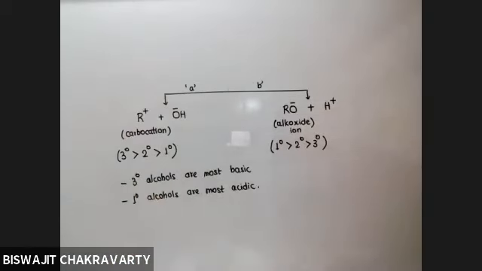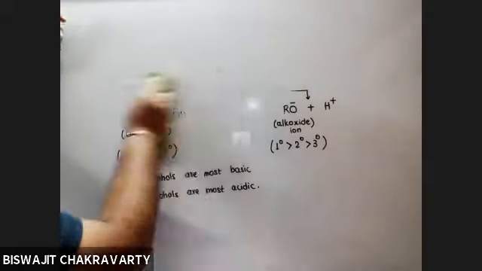It means that alcohols are amphoteric in nature. They can act both as an acid as well as a base. But when their basic character is compared, obviously 3 degree is most basic. And when their acidic character is compared, 1 degree is most acidic. Understood this much? Yes, sir. Okay. Should I rub it? All of you are clear about this?